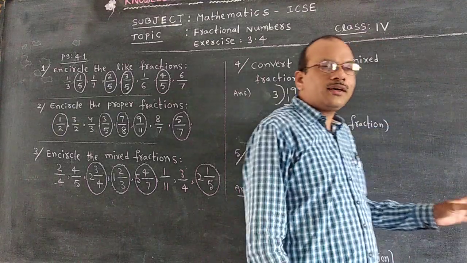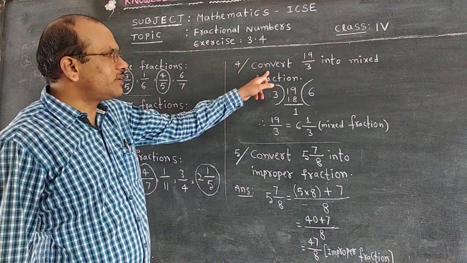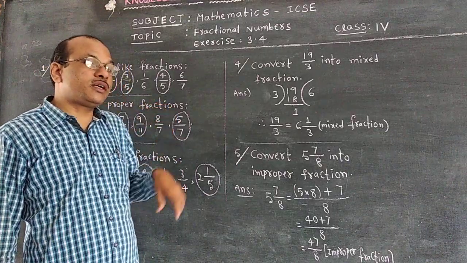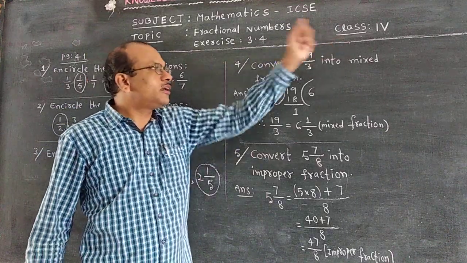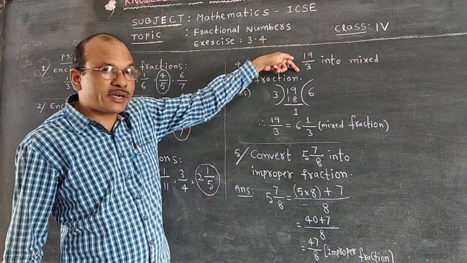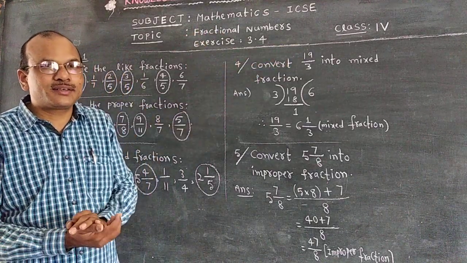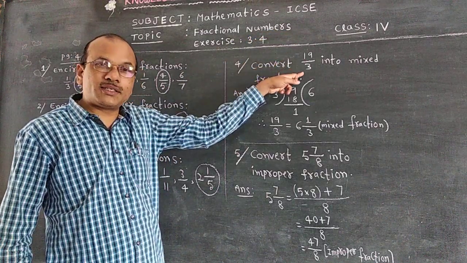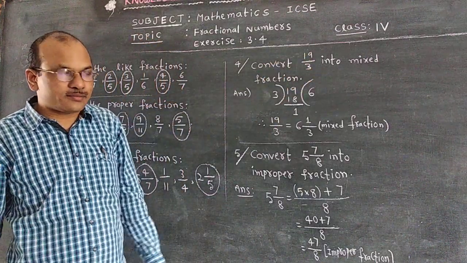Is it clear, students? Let us see another method of doing. Convert fourth question. Convert 19 by 3 into a mixed fraction. So far we have seen which are mixed fractions. But now we have to convert the given fraction into a mixed fraction. Can you say what type of fraction this is? Is it a proper fraction, an improper fraction or a mixed fraction? Here in the fraction, the numerator is bigger than the denominator. That's why this fraction is said to be an improper fraction.